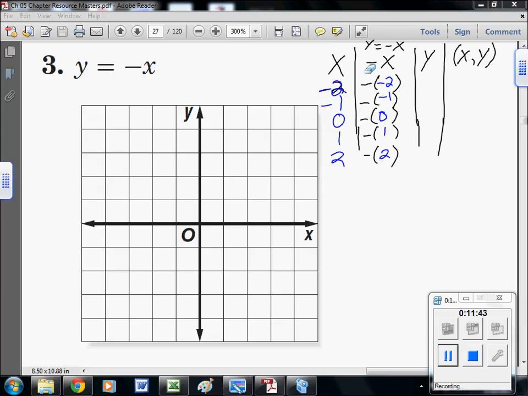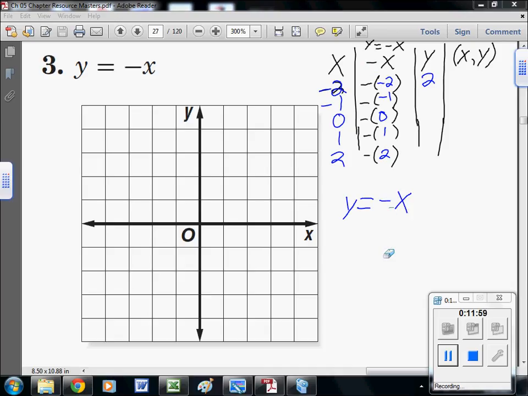Minus -2? That sounds silly. That's like saying minus -2. Well, we remember when you minus -2, you just add 2. Oh, kind of like it's a positive. So that actually equals +2. And if you don't believe me, let's rewrite y equals -x.